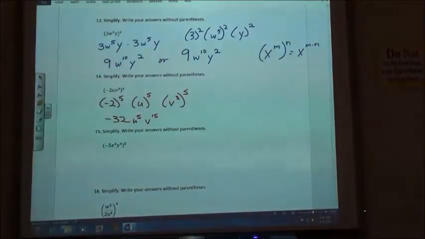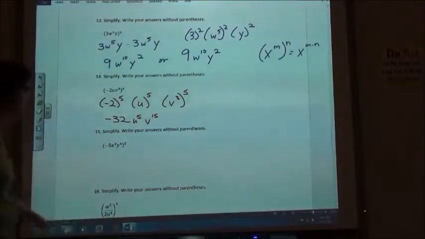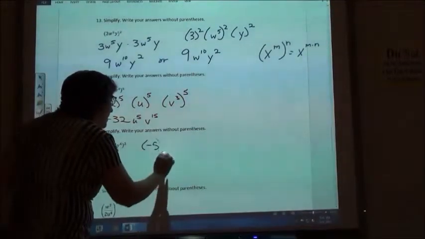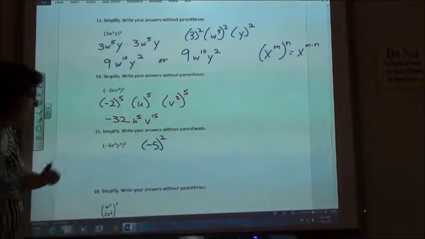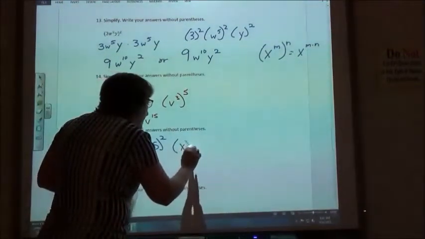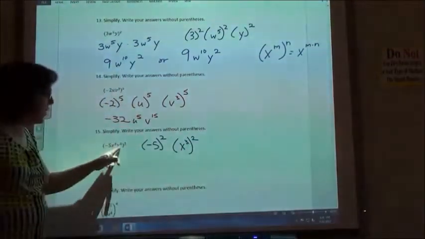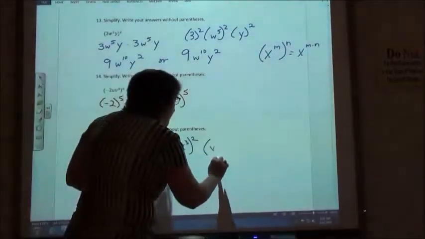So number 15, same kind of thing. I'm going to square this. So I'm going to take my negative 5 and square it. I'm going to take my x cubed and square it. And I'm going to take my y to the fourth and square it.